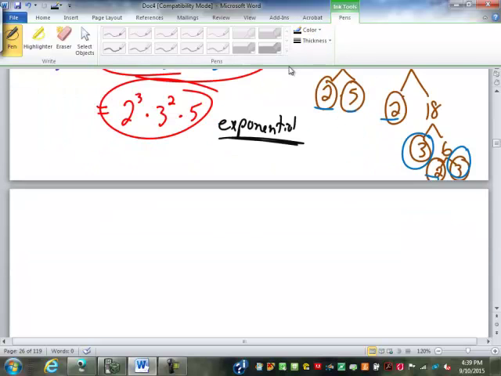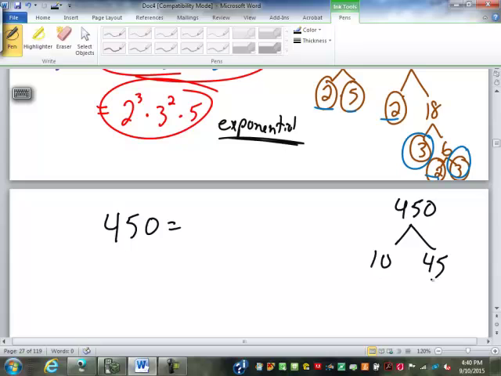So we could factor 450. So what's something that goes into 450? 45. So 10 and 45. Good. Can 10 be split up? 2 times 5. 2, of course, is prime. 5 is prime. Circle it.